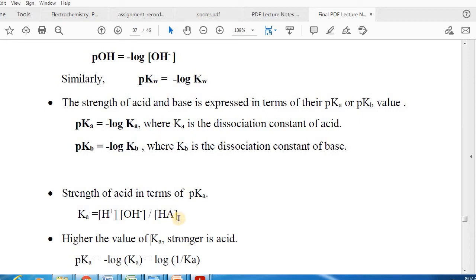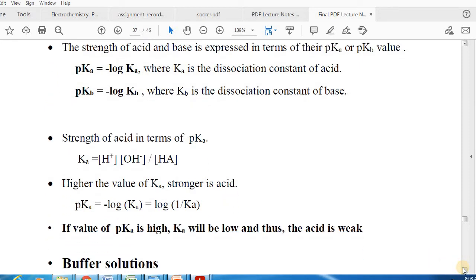acid, HA. Now higher the value of Ka, stronger will be the acid, as the dissociation constant of acid will be high. But pKa is given by negative logarithm of this Ka. So we can write here pKa is equal to minus log of Ka or equal to log of 1 by Ka. So if pKa is high, Ka will be low. It means acid is weak. So in terms of pKa, if we are determining the acid strength, if its value is high, the acid will be weak.